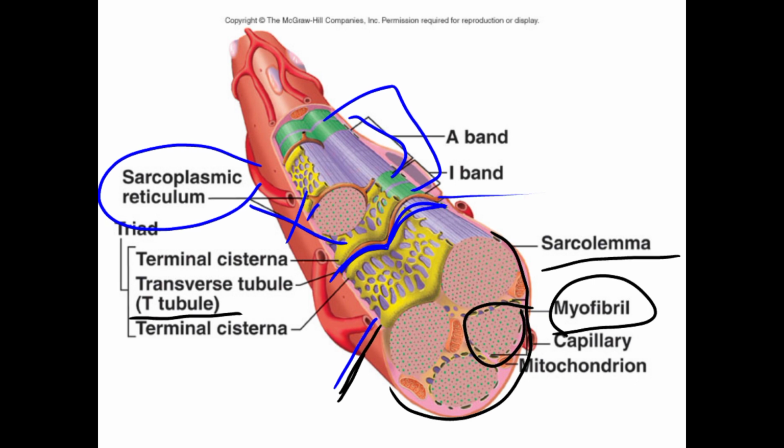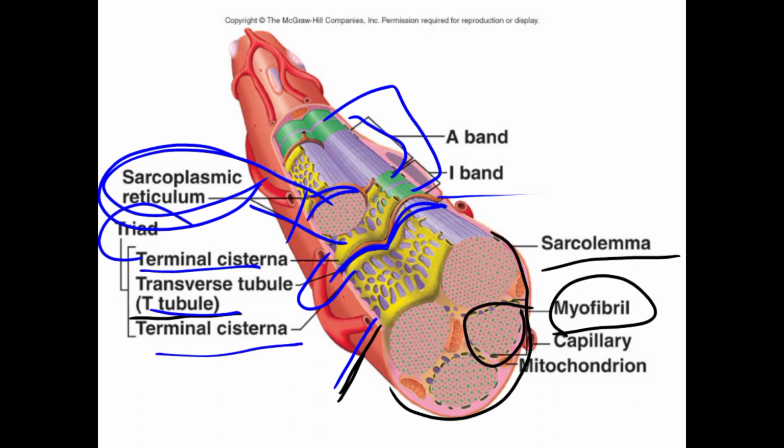Sorry, the orange colored one is the sarcoplasmic reticulum. The triads are the two orange-colored terminal cisternae and one T tubule. So just remember T tubule and L tubule: T tubules mainly transmit the action potential to the interior of the cell, and the sarcoplasmic reticulum or L tubule mainly stores the calcium ions.